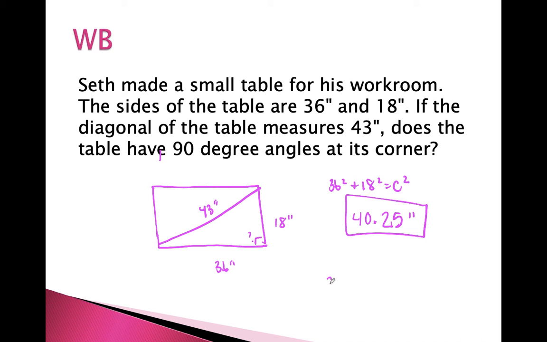Or you could just see if 36 squared plus 18 squared does actually equal 43 squared, which in this case it does not, because these two add up to 1,620 and 43 squared is 1,849. So those are not equal, which means that would not be a right triangle. So this would not be a 90-degree angle.